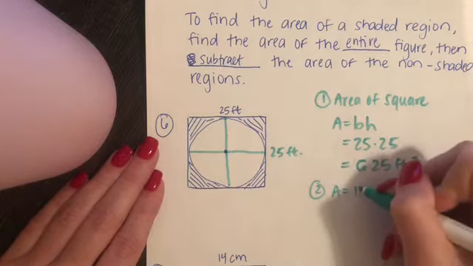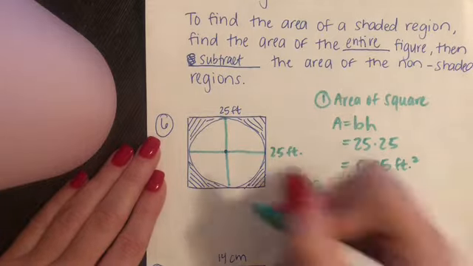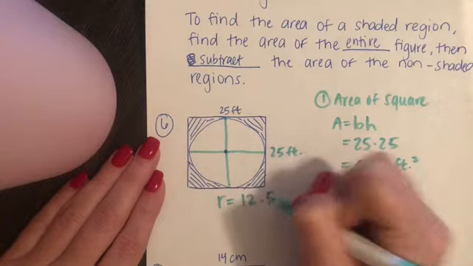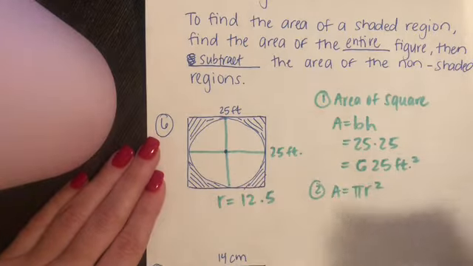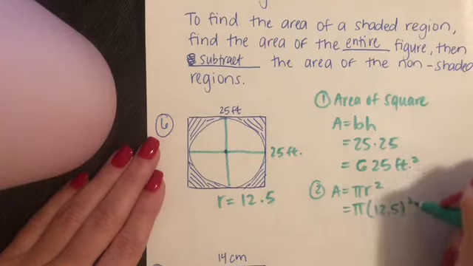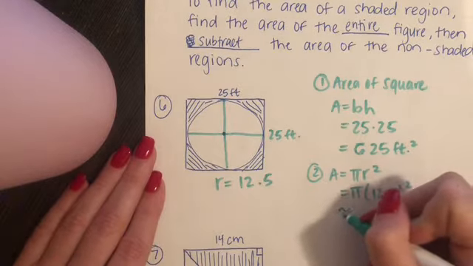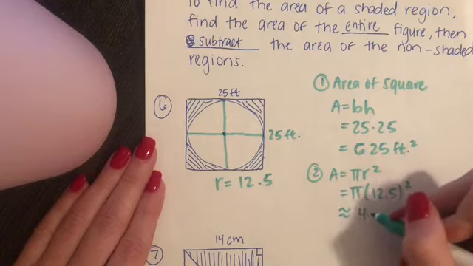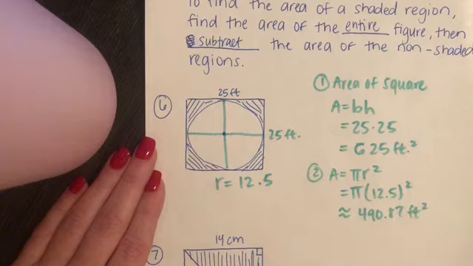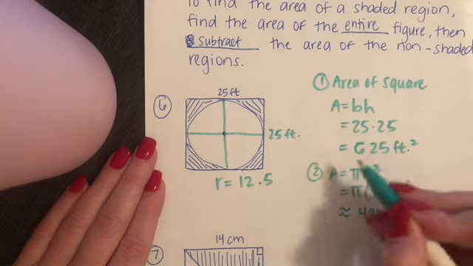Well, that's going to be pi r squared. If the diameter is 25, then the radius would be 12.5. Okay, the 25 divided by 2. So let's plug this in. Pi times the radius squared. Okay, I'm going to go ahead and put this in my calculator and get an approximation. This is approximately 490.87 square feet.